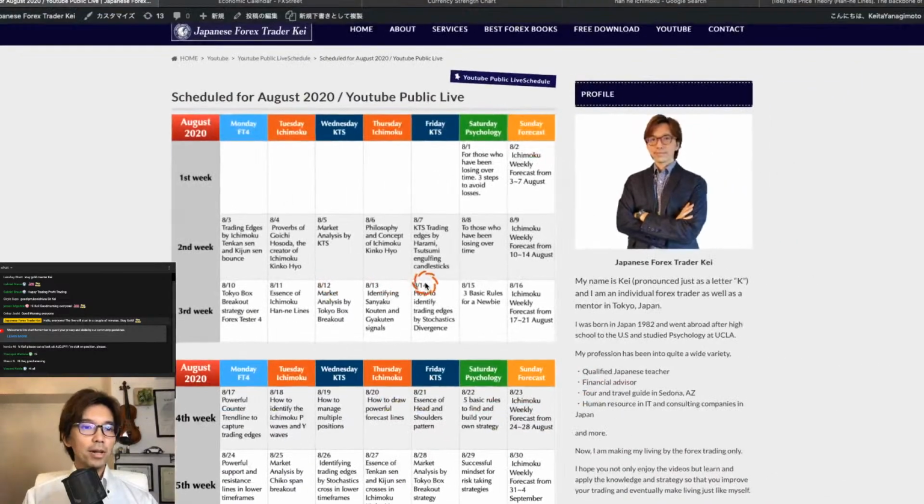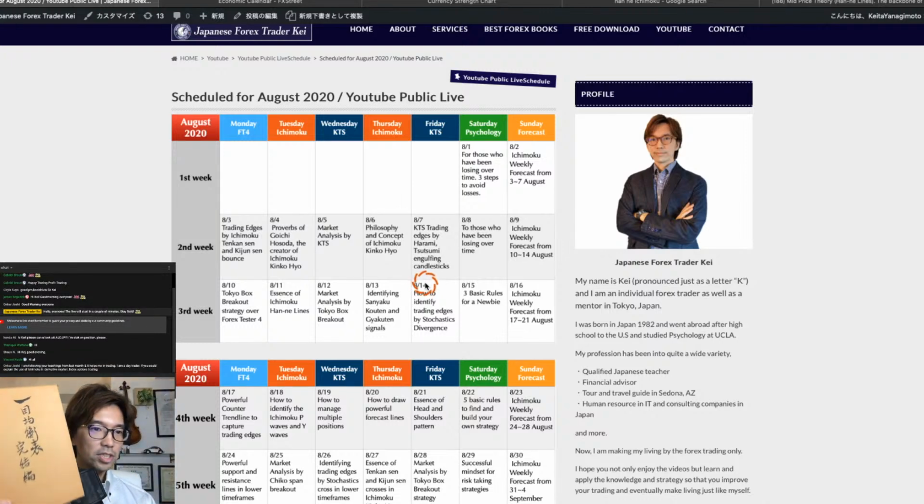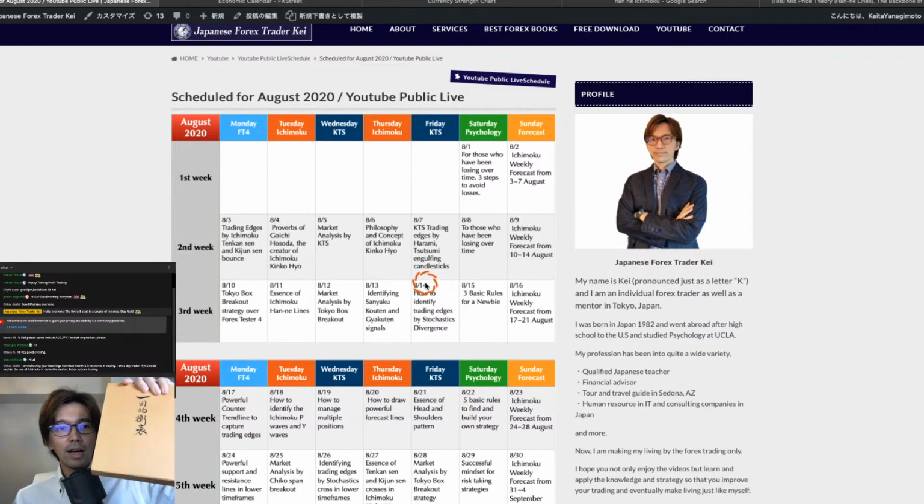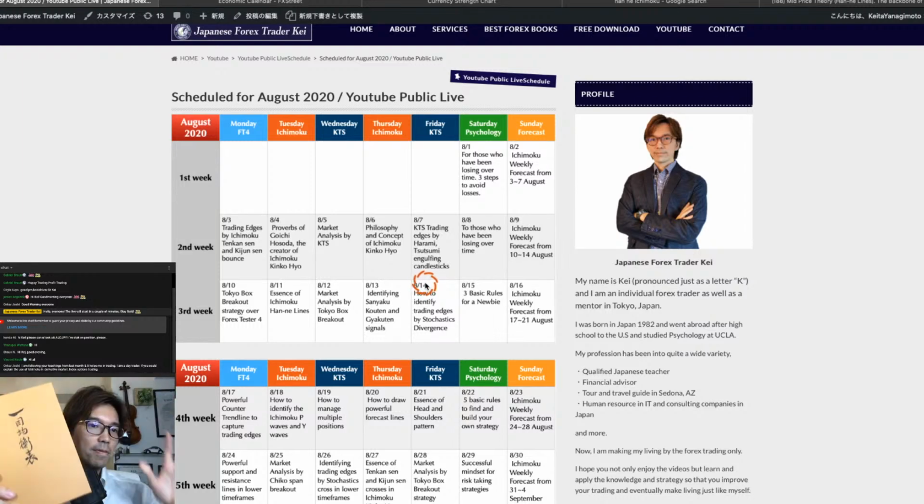I have talked about the Han-ne line concept before, and this is well presented in this Ichimoku original book, Ichimoku Kinko Complete. Also, in this first volume of Ichimoku, it talks about the concept of the Han-ne line. If you haven't heard about this concept yet, you have to know it if you want to master Ichimoku Kinko and apply it in your day-to-day analysis.